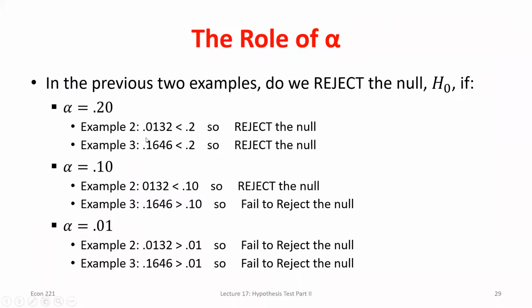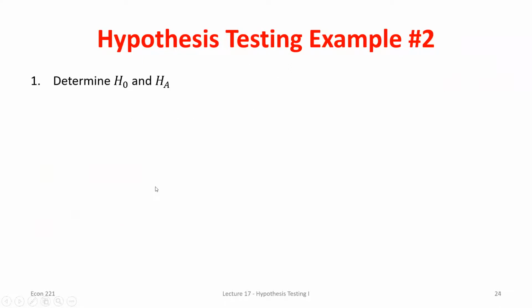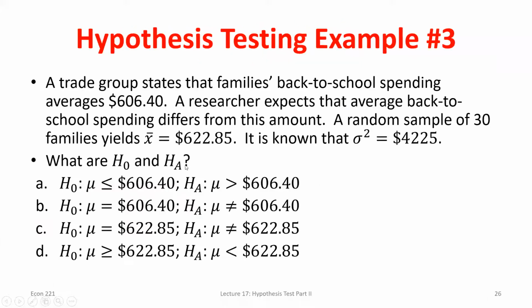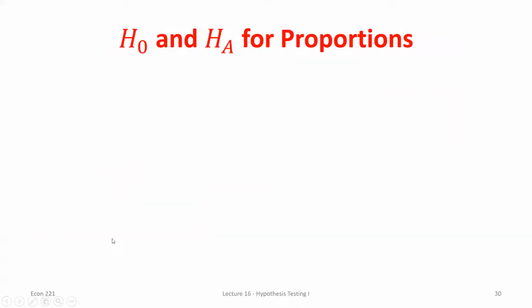Right? We're trying to line this up with the slide headings. Example 2 was this one we did last class with retirement age, and we had that p-value of 0.0132. The example we started out today was example 3, and this is where we found that p-value of 0.16.